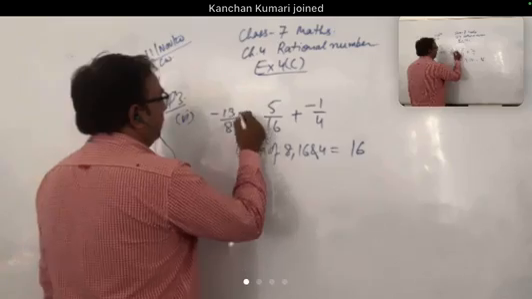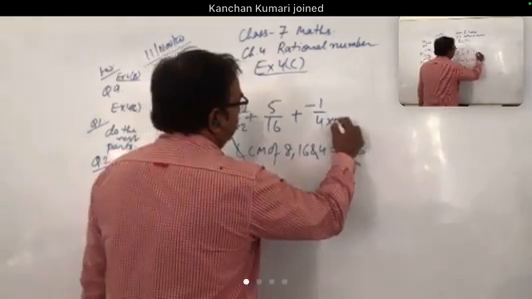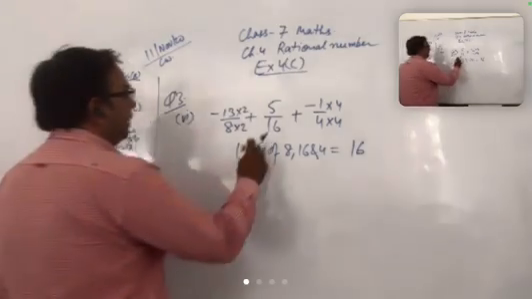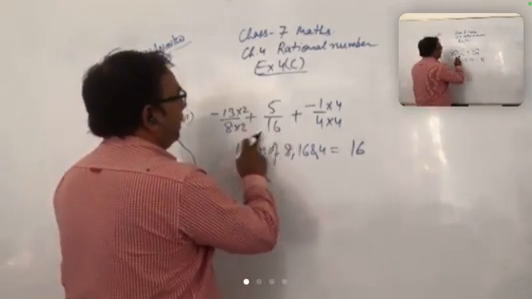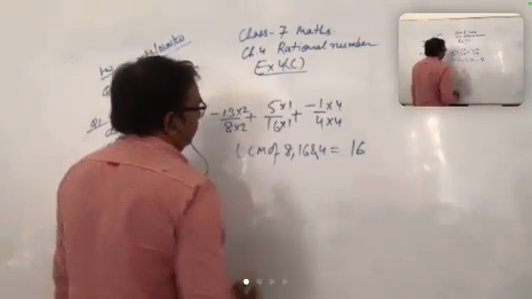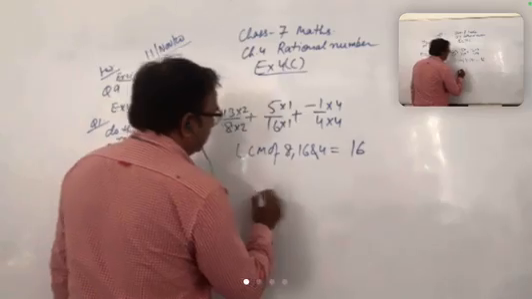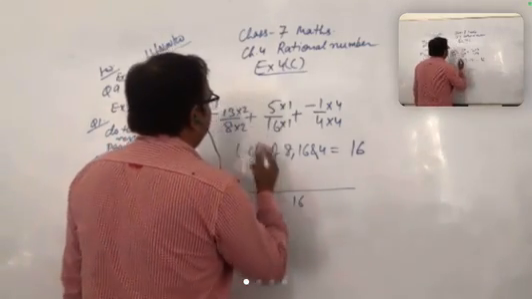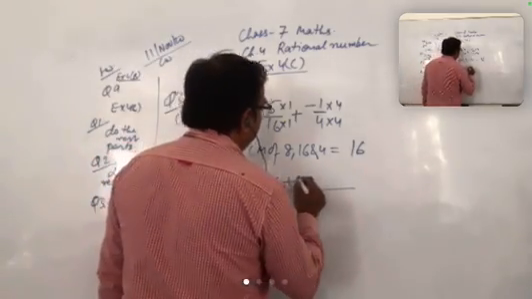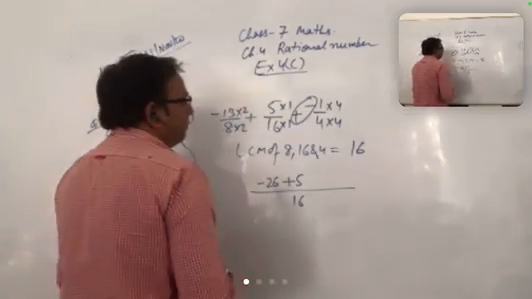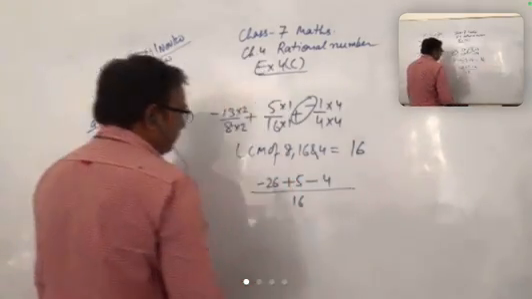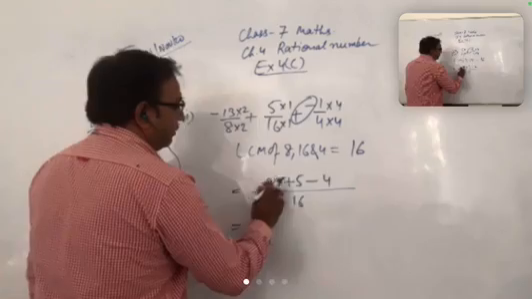Now you can multiply your fractions according to the LCM. The second fraction is 5 upon 16 already, so we can't multiply with anything, or if you want to show it, you can multiply with 1. Now the LCM is 16. Now we can write the numbers. Minus 13 times 2 is 26 plus 5, and now here you have to change the sign. Plus minus is minus, and then 4.